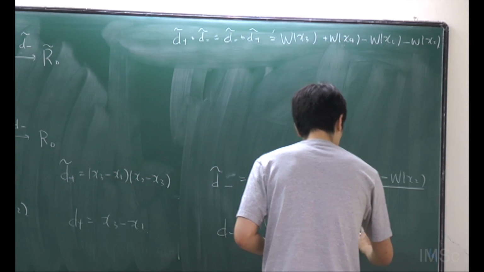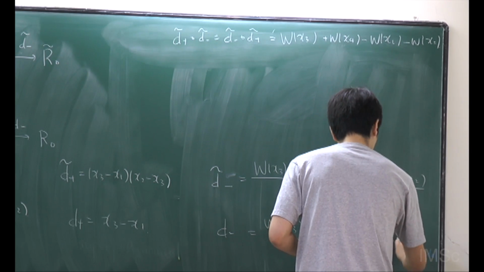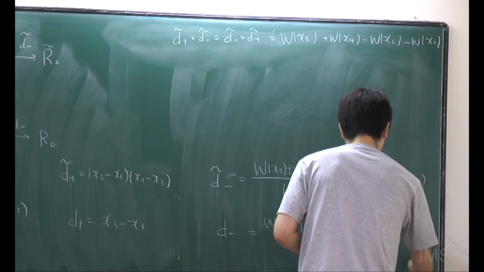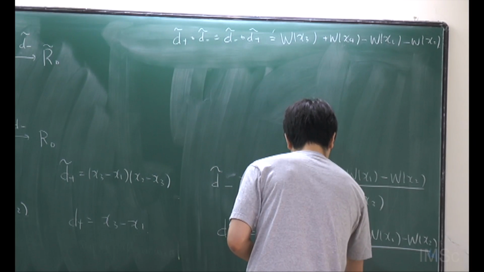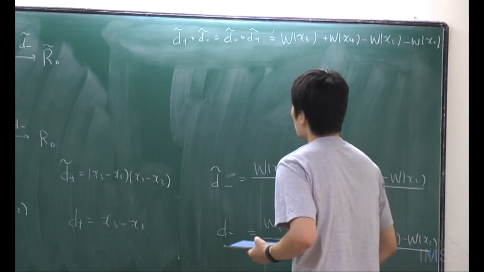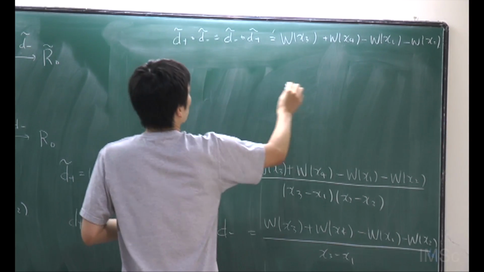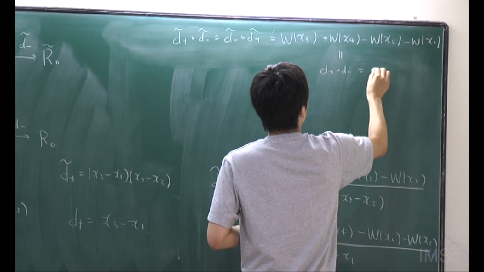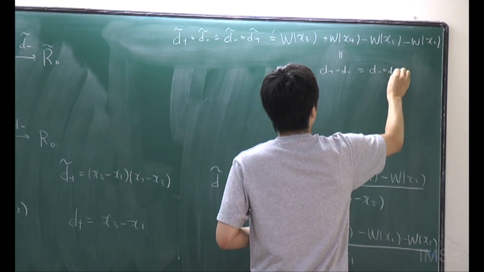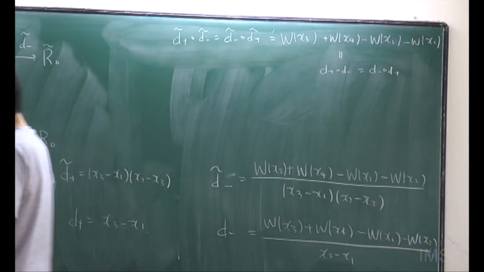So the numerator is the same, divided by just this one, x3 minus x1. Therefore, D plus composed with D minus is equal to D minus composed with D plus, is equal to this.